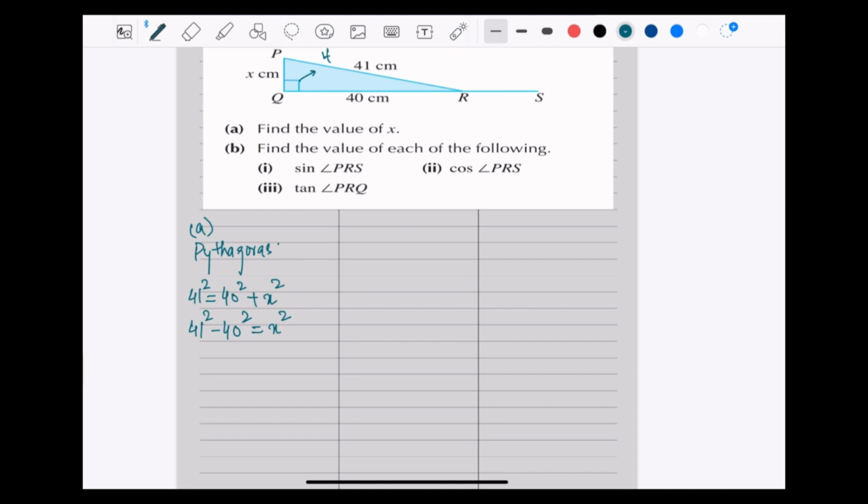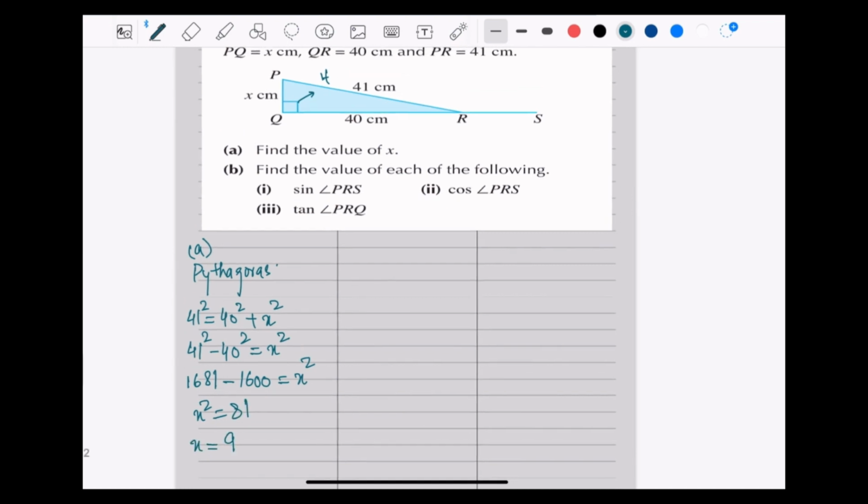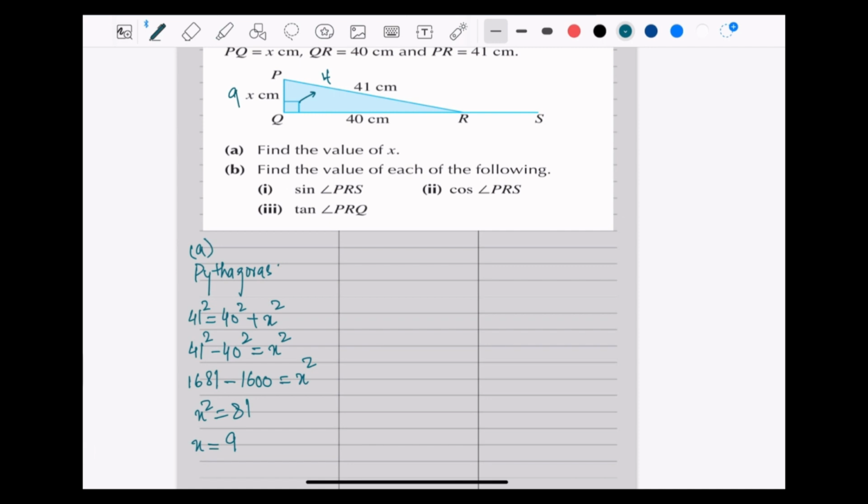Now, 41 squared is 1681 and 40 squared is 1600, equal to x squared. So since x squared turns out to be 81, taking the root on both sides, x turns out to be 9. So I can write this as 9.